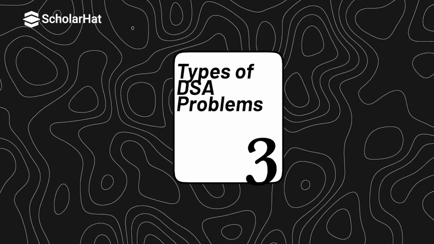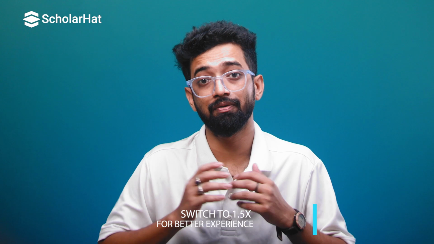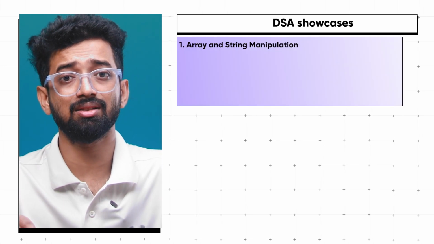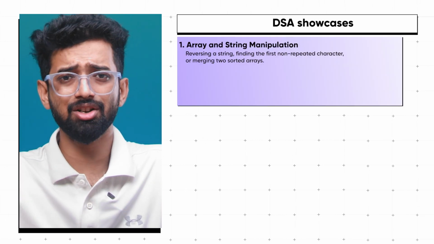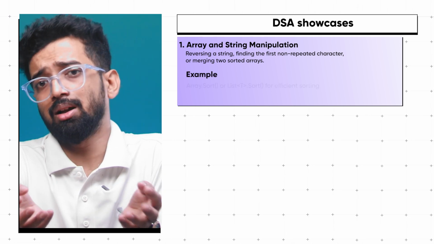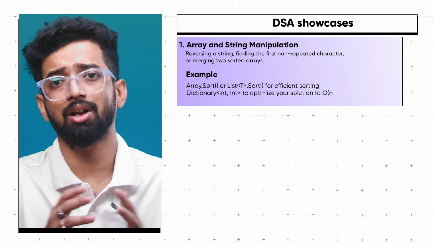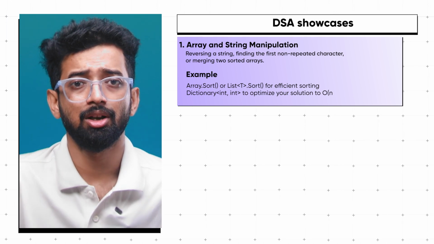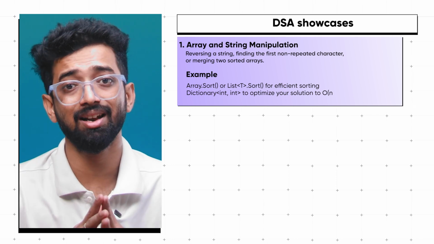Third, types of DSA problems typically asked in product-based companies. Let's get practical. What kind of DSA problems will you face at these product-based companies and how can you solve them using C#? You'll often face questions like reversing a string, finding the first non-repeated character, or merging two sorted arrays. For example, use Array.Sort or List.Sort for efficient sorting, or implement the two-sum problem using a dictionary to optimize your solution to O(n).